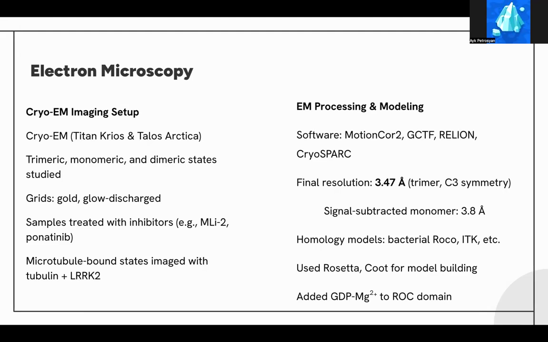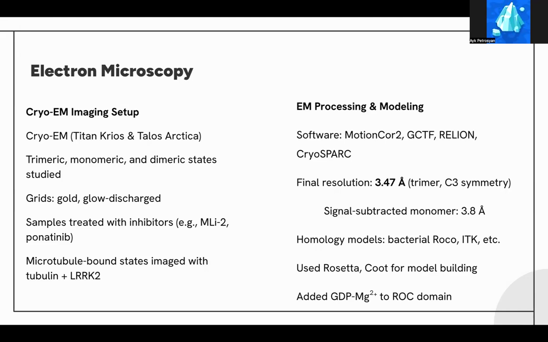For microtubule-bound LRRK2 filaments, they polymerized bovine tubulin in the presence of LRRK2 RCKW. The protein was added in a 2 to 1 molar ratio to tubulin under low salt conditions to promote binding. These mixtures were also plunge frozen and imaged using cryo-electron microscopy.